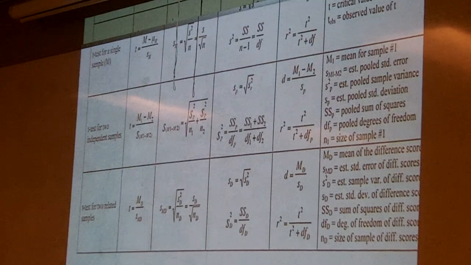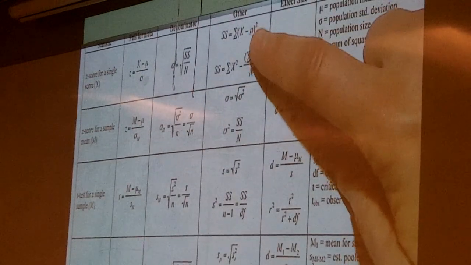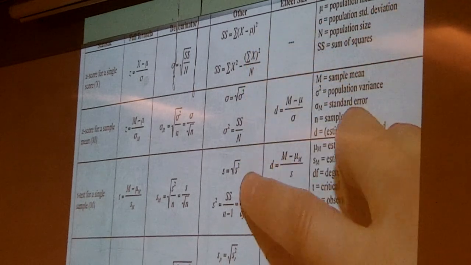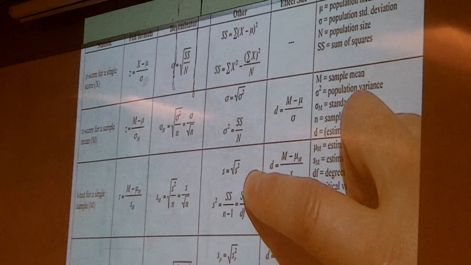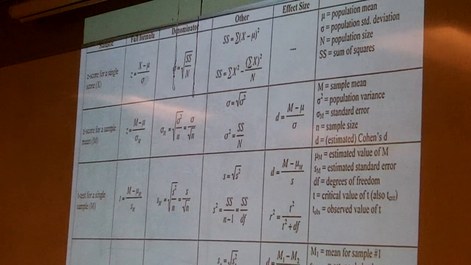You have to know things like how to calculate sum of squares, how to get sample variance. And those are things that are actually from earlier on. If you don't remember how to do sum of squares, that formula is up here. If you don't remember how to do sample variance, that formula is right here. So you want to take a look at the problem that I asked you to do.